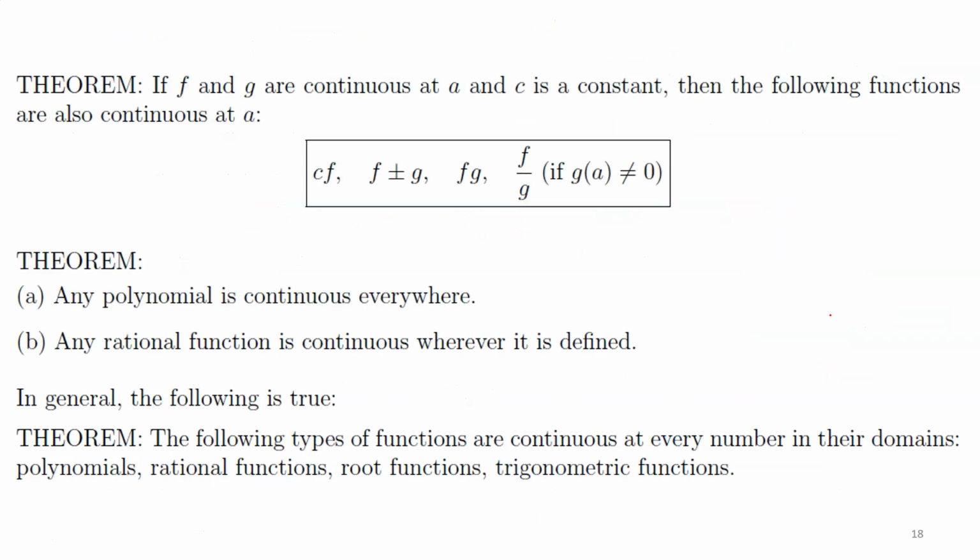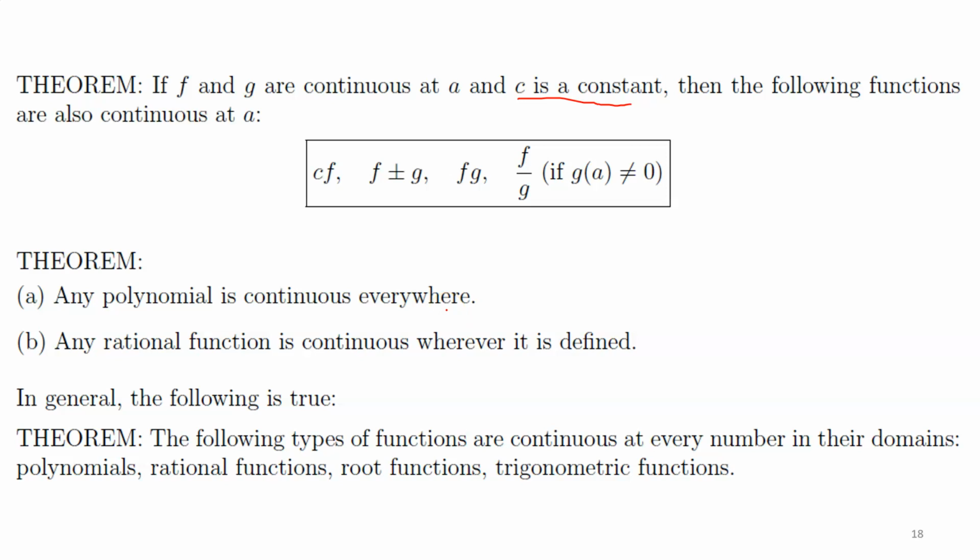Okay, we have another theorem. If f and g are continuous at a and c is a constant, then the following functions are also continuous. Okay, so you have cf, f plus or minus g, fg, f over g. Theorem: any polynomial is continuous everywhere. Apa-apa saja bentuk polynomial is continuous everywhere.